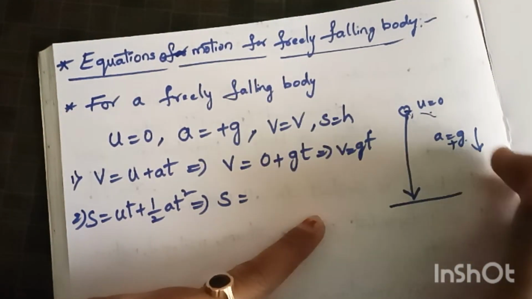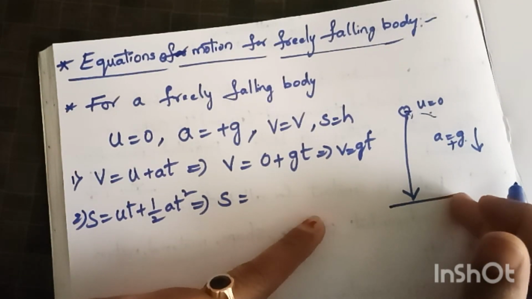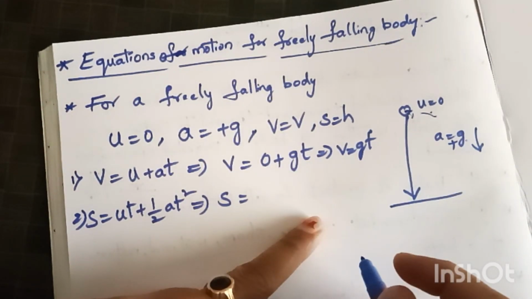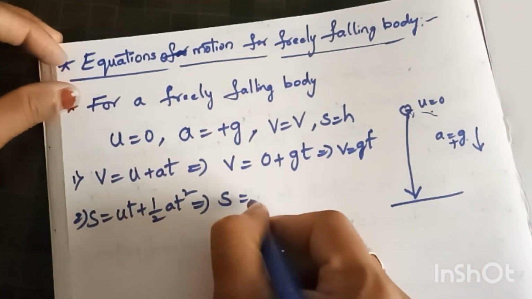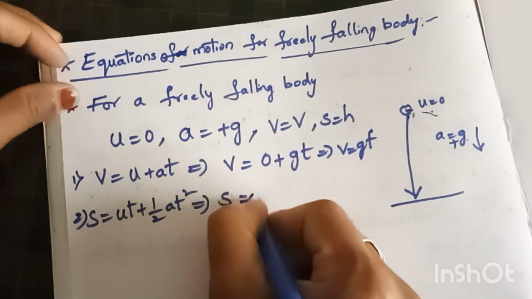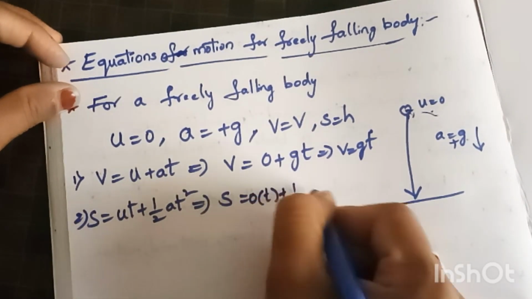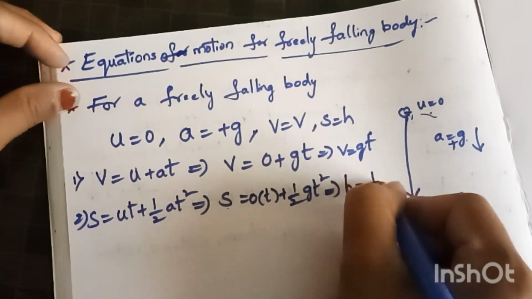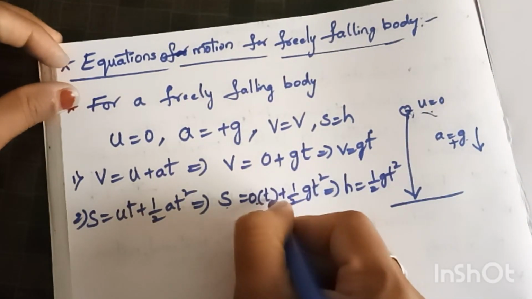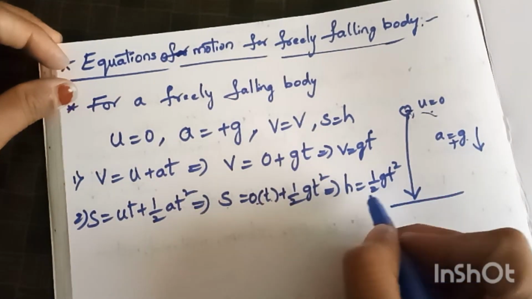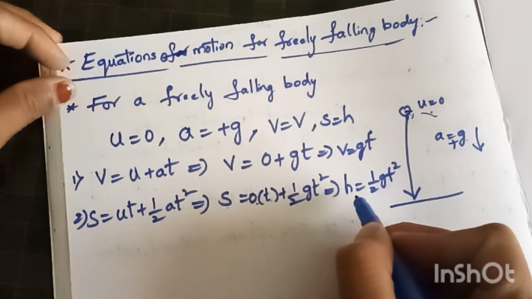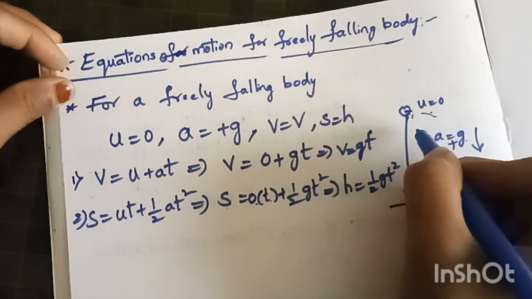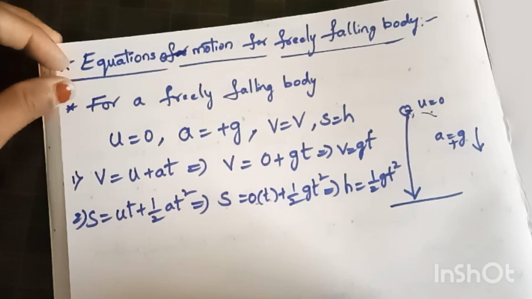To find the height of the body, we can consider the distance traveled by the freely falling body or vertically projected body. s equals u, meaning 0, into t, plus half a, meaning g, t square. That equals, s meaning h, so h equals half gt square. 0 into t is 0, plus half gt square. So the distance traveled by the freely falling body or vertically projected body, we consider the distance as height here.